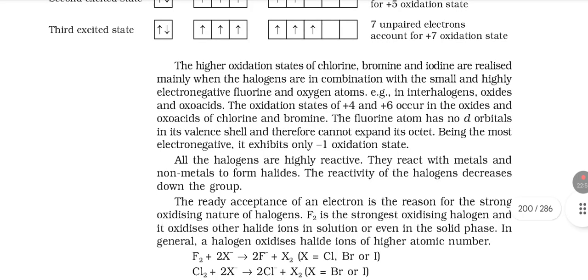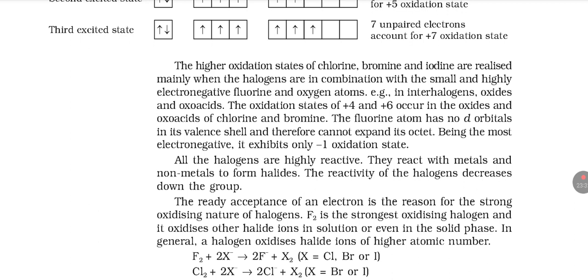The higher oxidation states of chlorine, bromine, and iodine are realized mainly when the halogens are in combination with the small and highly electronegative fluorine and oxygen atoms. The oxidation states of +4 and +6 occur in oxides and oxoacids of chlorine and bromine. The fluorine atom has no d orbital in its valence shell and therefore cannot expand its octet. Being the most electronegative, it exhibits only the -1 oxidation state.